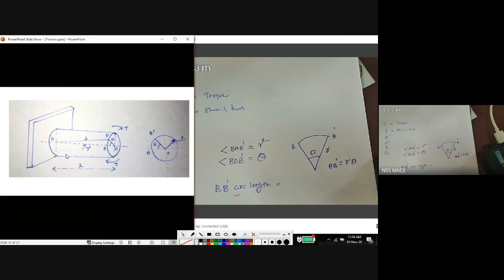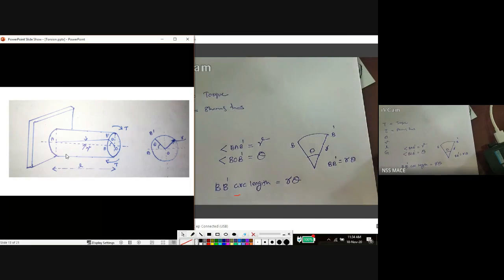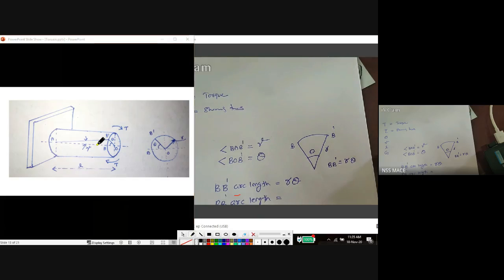R theta. Again, what is the arc length BB dash? This arc BB dash belongs to this triangle as well as this one. This is not a triangle. For this one, we can see that BB dash is a part of B dash AB, and BB dash is a part of B dash OB. So again, we can write the arc length BB dash is equal to gamma L.